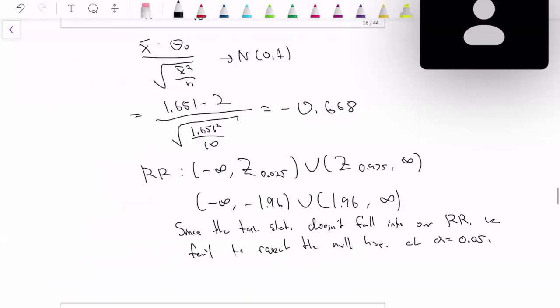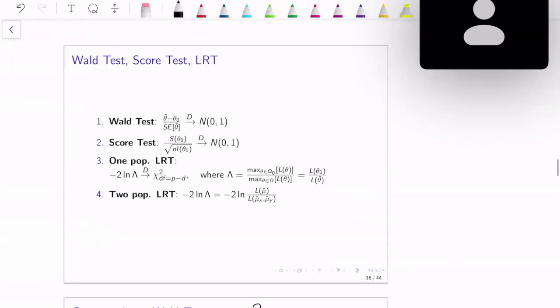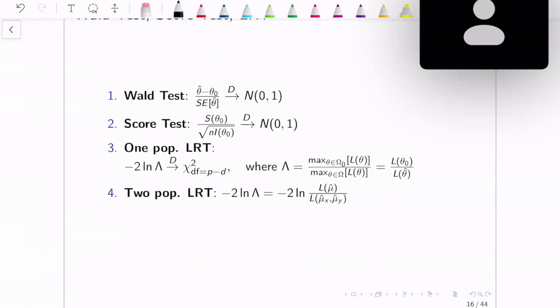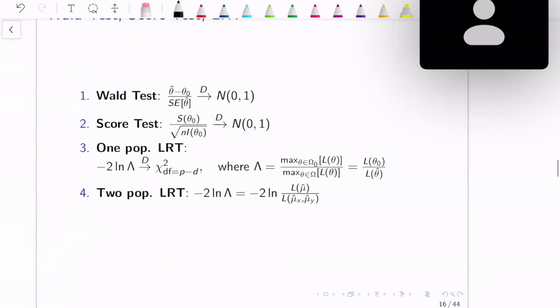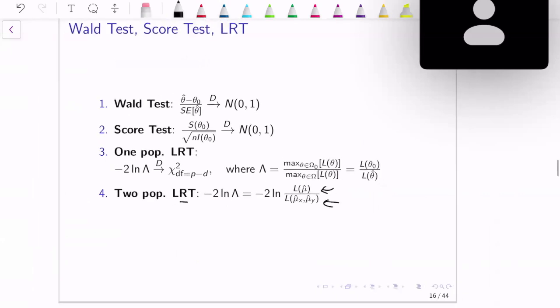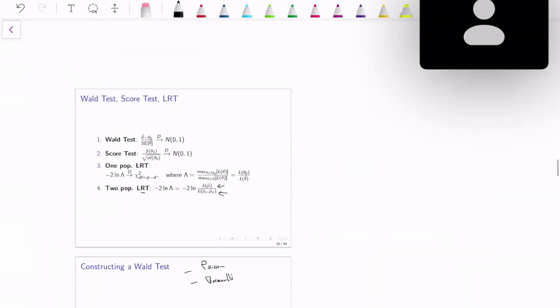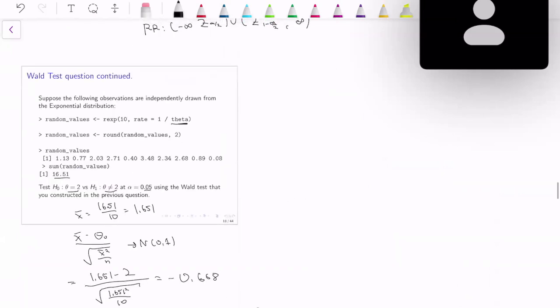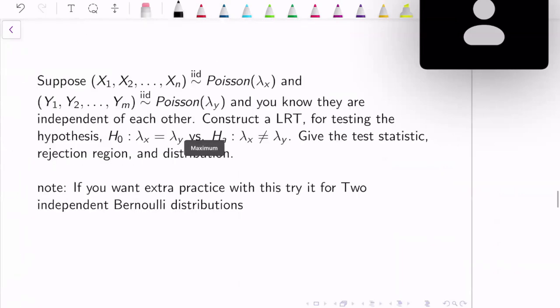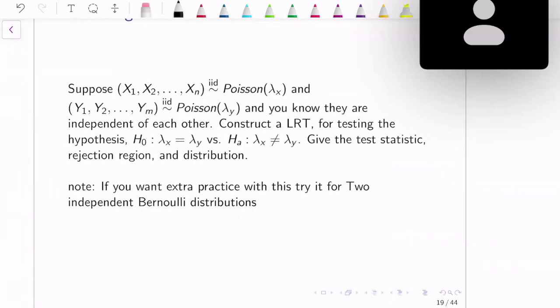So this is a two population likelihood ratio test. Sorry, my voice is a little dry. We need to calculate the likelihood under the null and under the alternative here, and it's just the ratio between those two. That's why they call it the likelihood ratio test. You're just taking the ratio of two likelihoods. So we have two populations, both from Poisson.